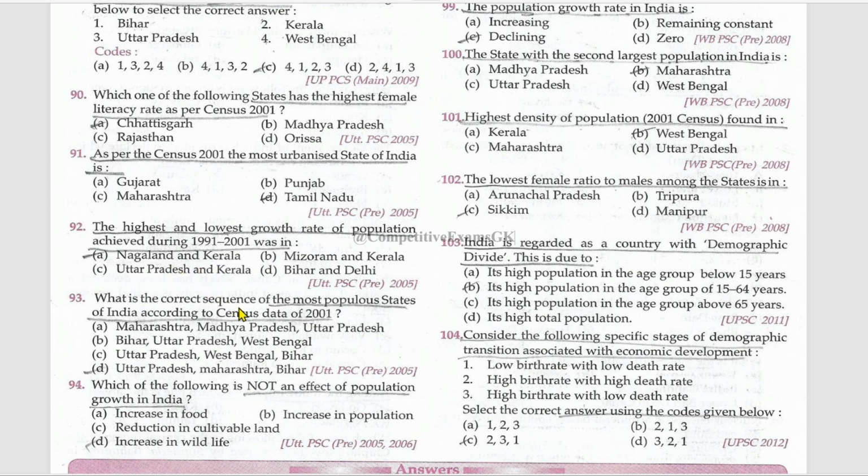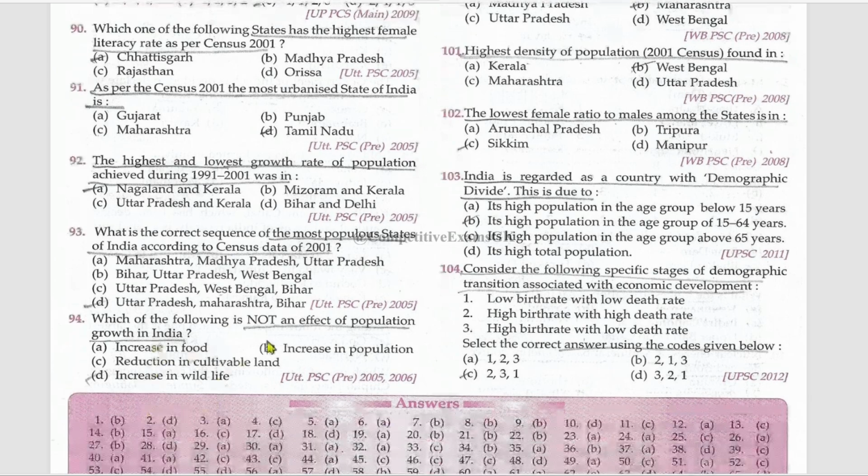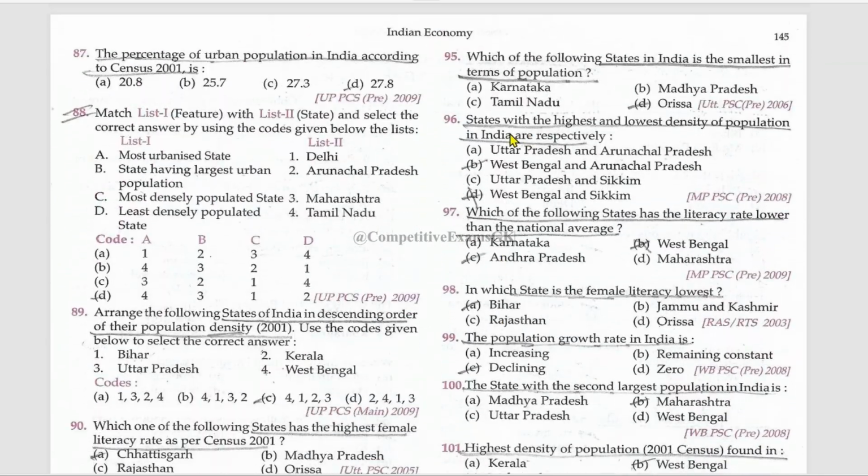What is the correct sequence of most populous states of India according to the census of 2001? Uttar Pradesh, Maharashtra, Bihar. Which of the following is not an effect of population growth in India? Increase in wildlife. Yeah, this is not the effect. Other than it, increase in food, increase in population, reduction in cultivation land, these all are the effects of population growth in India. Which of the following states in India is the smallest in terms of population? That is Orissa. Among these four options, states with the highest and lowest density of population in India are respectively West Bengal and Arunachal Pradesh.